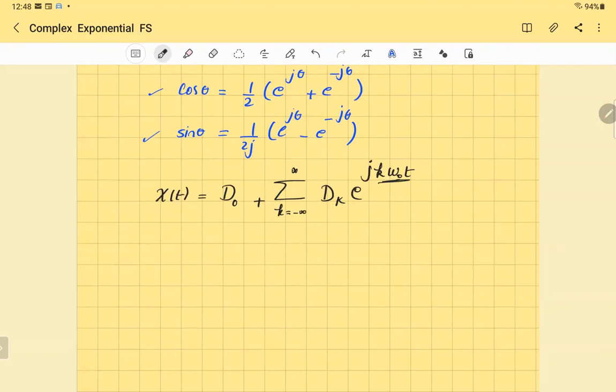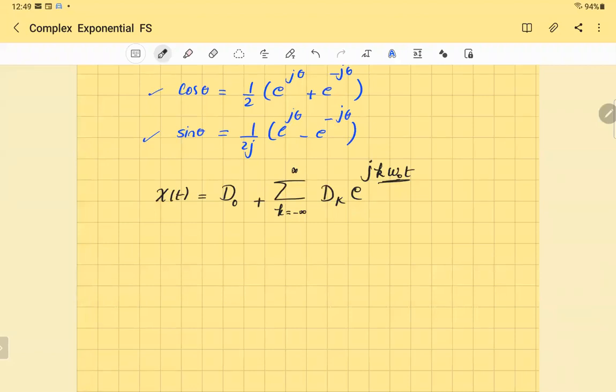Just get the dk, and dk, by the way, in general is complex. It has a magnitude and it has an angle. Take the magnitude and sketch your line spectrum as a magnitude spectrum, and take the angle and make it the phase angle spectrum. So that's just ready. You don't have to do anything. Whatever dk you get, that's going to be used in the line spectrum.